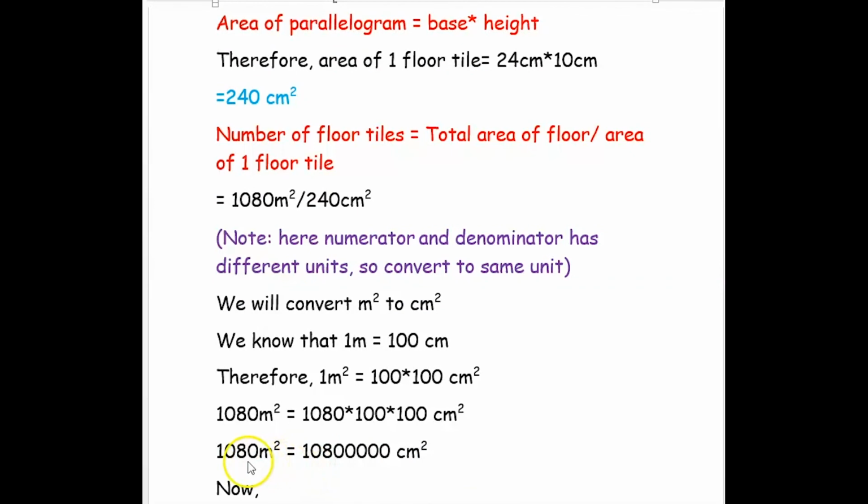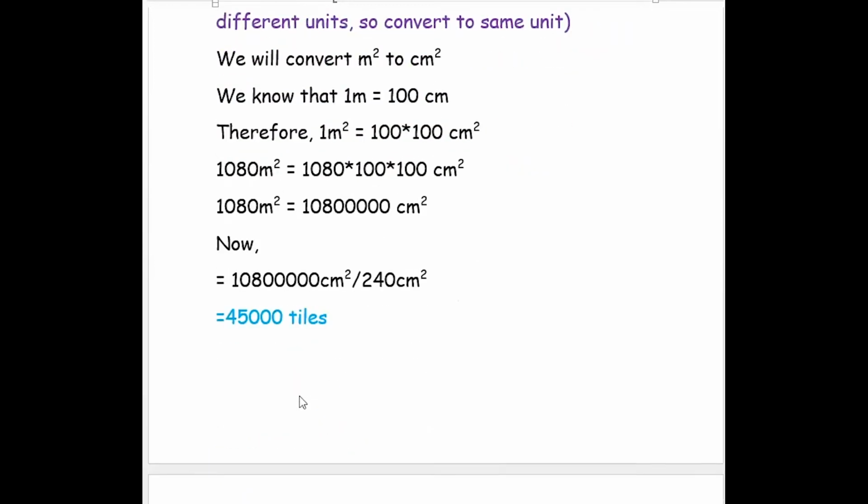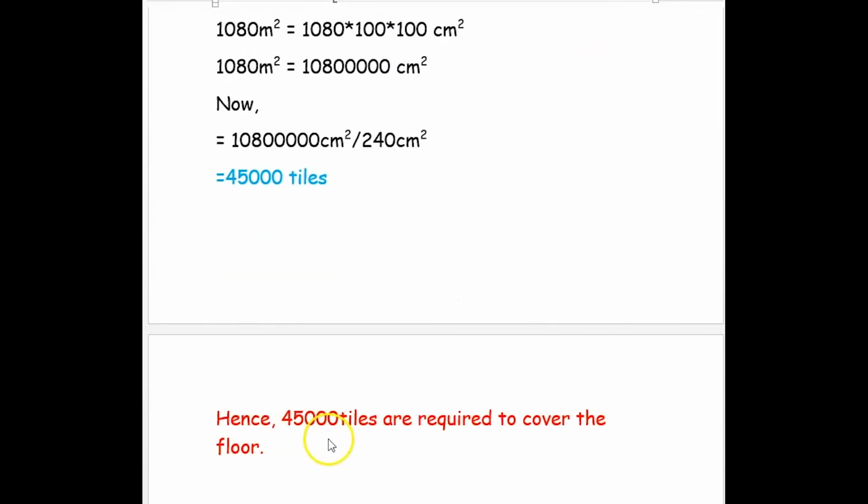So now if you multiply, you will get 1080 meter square is equal to 108, then you have to add all the zeros at the end. So now we have both the units as centimeter square. So now we can divide this. So if you divide, you will get the answer as 45,000 tiles. So the number of tiles is 45,000 tiles. So the 45,000 tiles are required to cover the floor area as per our given question.